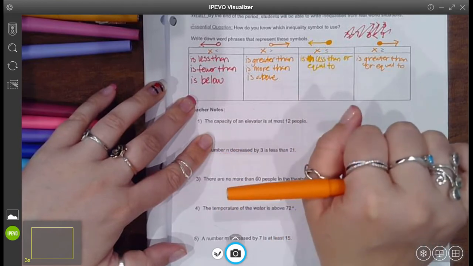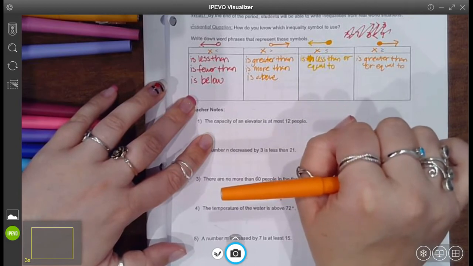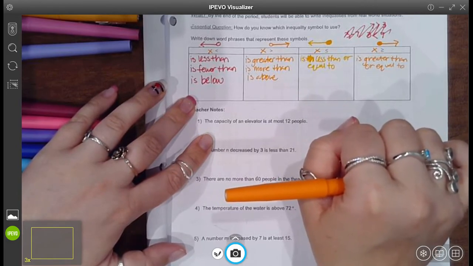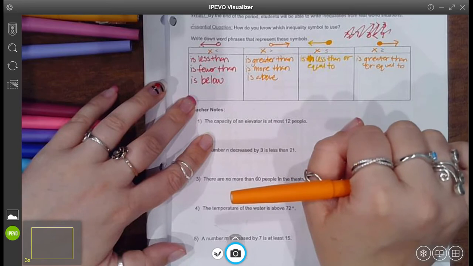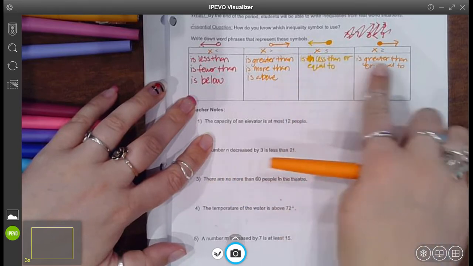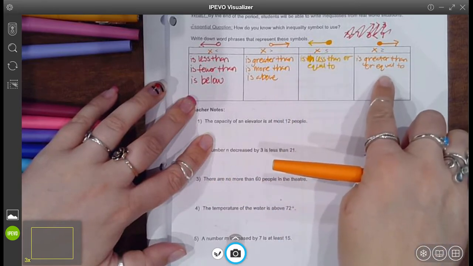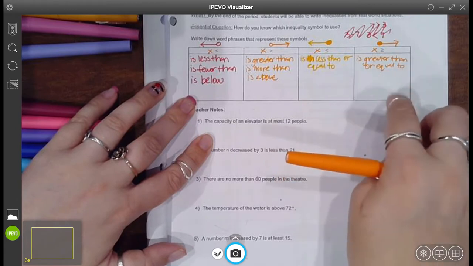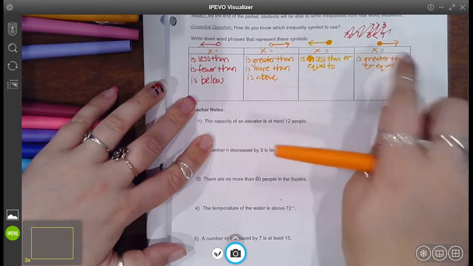But I want to point out two that aren't as obvious as you would think. Okay. If I were to say is no more than, you would automatically jump to, oh, it's the greater than, right? Because more than sounds like this.